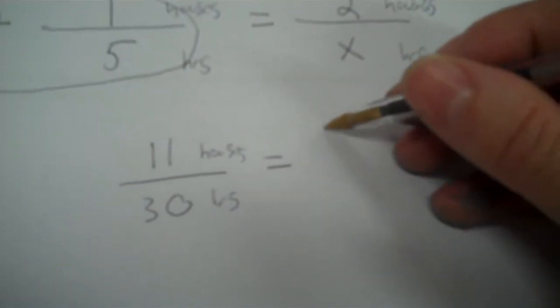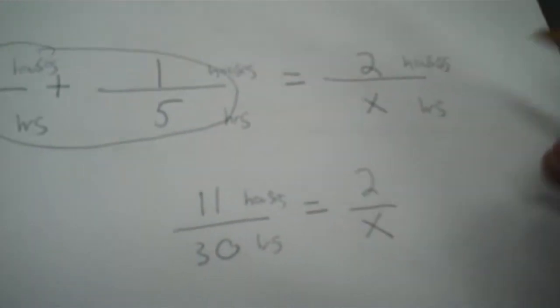And then I still have 2 over x. Now I can multiply and divide. I will take 30 times 2 divided by 11. Now I'm going to get a weird looking answer, but that's okay. I'm going to round it. Hours can be a decimal, so I'm going to put 5.45 hours. Okay, so the hours are 5.45. Hours, you can have part of an hour, so that's what a decimal is. It's part.